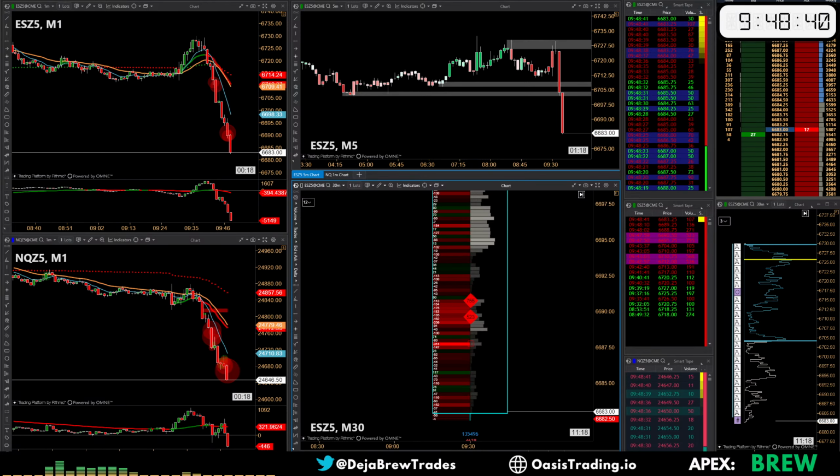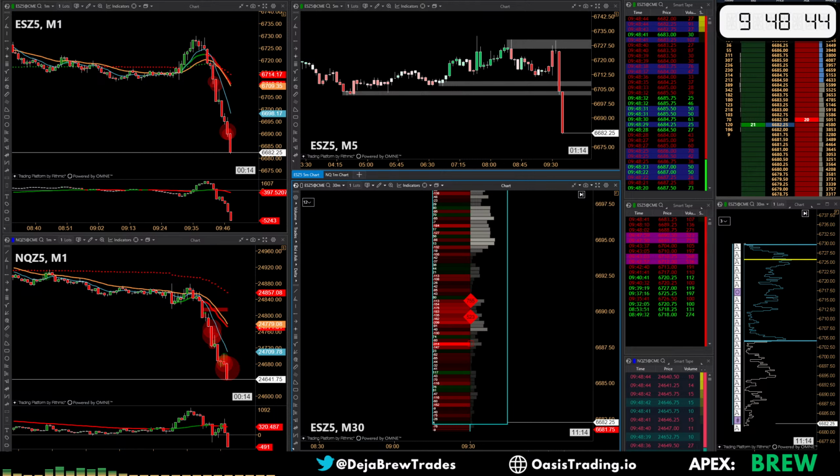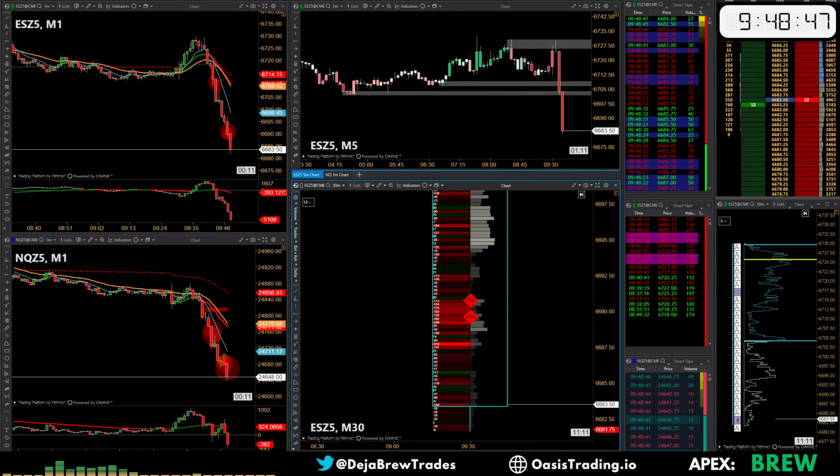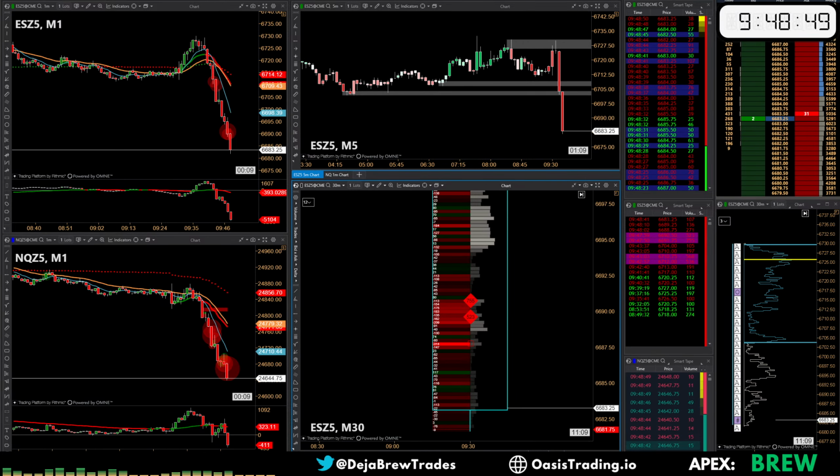Delta nuking here. People are definitely being stopped out, and this is the problem when you have a P shape on the prior day and it's not being protected. It turns into a bit of a trap.